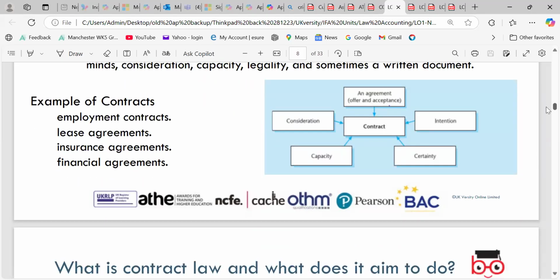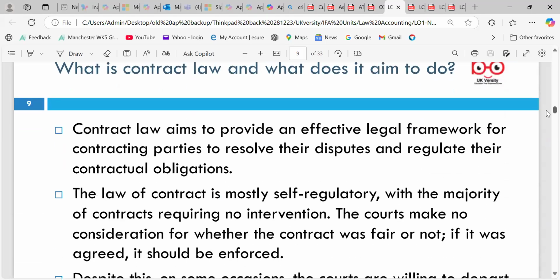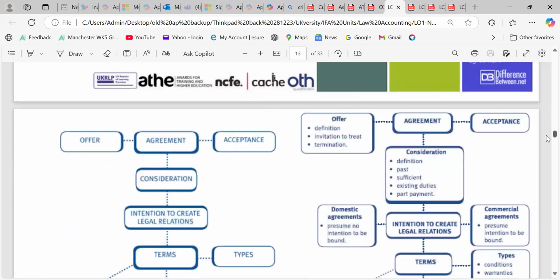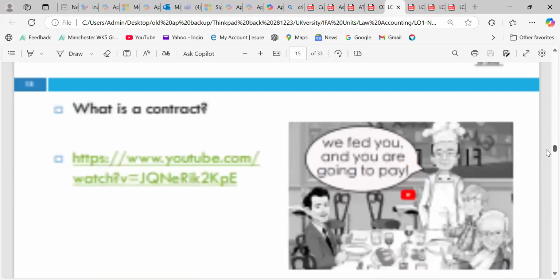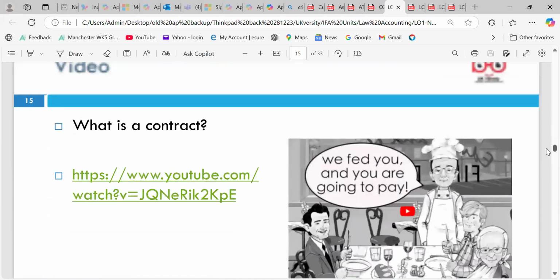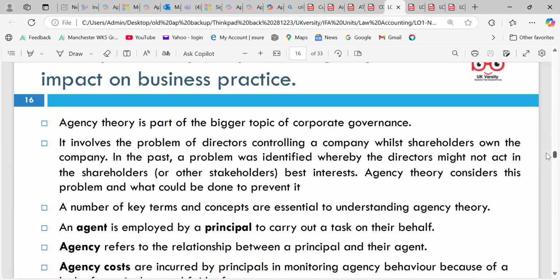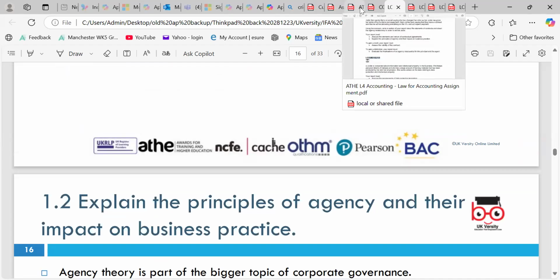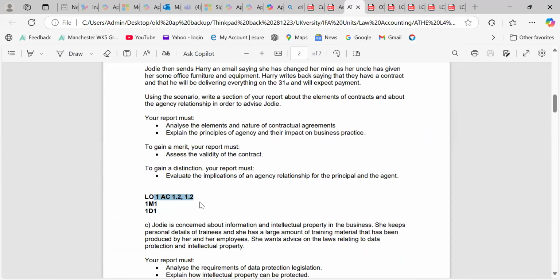Then it becomes a contract. Otherwise, it's not a contract. So we explained the contract already. If you look at 1.1, 1.2, we already mentioned there 1.1 and 1.2, which relate to task 1B. If you want to go towards merit, go through the merit criteria and distinction criteria. You need to answer those questions.